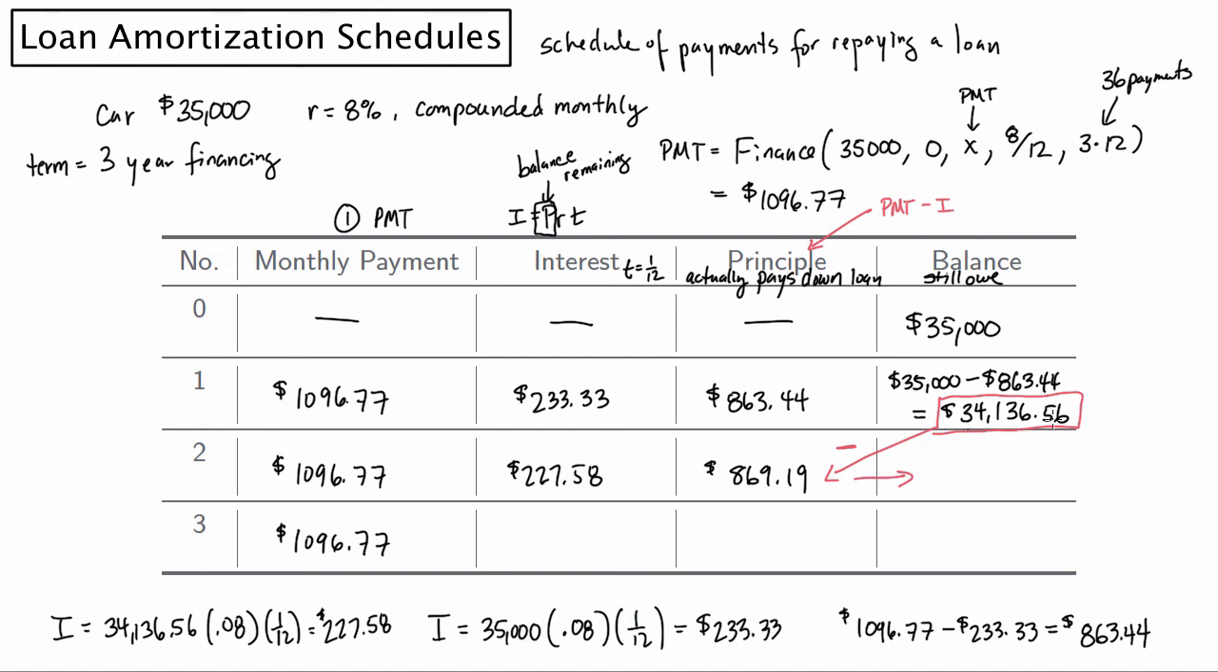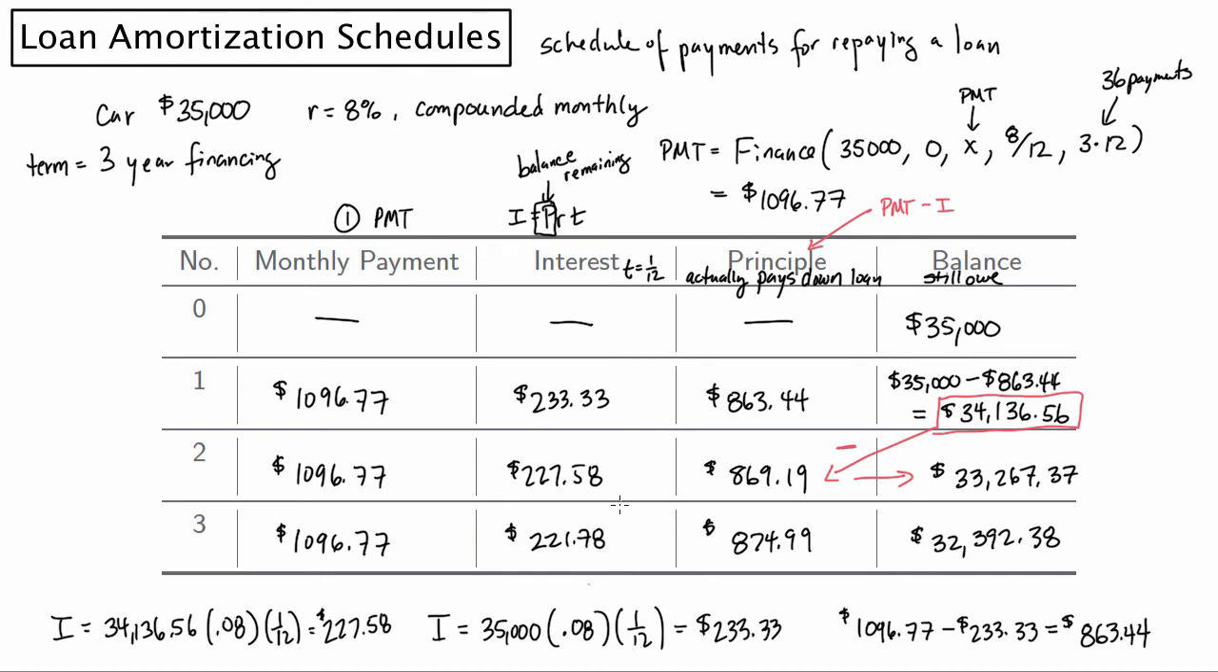And if you do that here, if you take $34,136.56 minus $869.19, then the remainder there is $33,267.37. And if I just keep going in this manner, the third interest payment would be $221.78. You should check that for yourself to see. The new principal payment would be $874.99. And then finally, the remaining balance after the third payment would be $32,392.38.